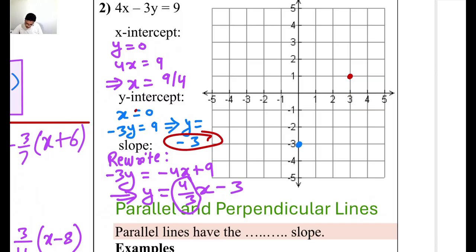And then you join them by a line. Okay, and you can see that the x-intercept is almost 2.25. But you have two precise points that we used for sketching the graph.